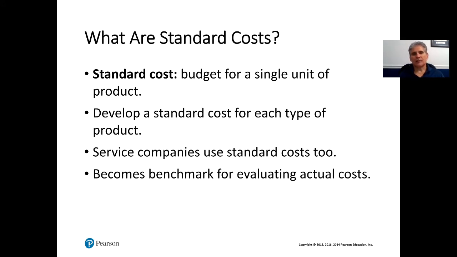Standard cost is a term we use in the budget process to represent a single unit of product. How much did that one single unit cost? We refer to that cost as the standard cost. We develop a standard cost for each type of product. So if we produce many different types of products, we're going to come up with a different standard cost for each product.